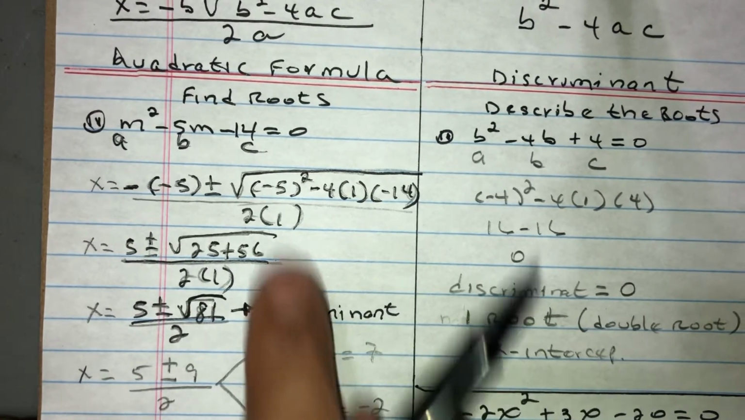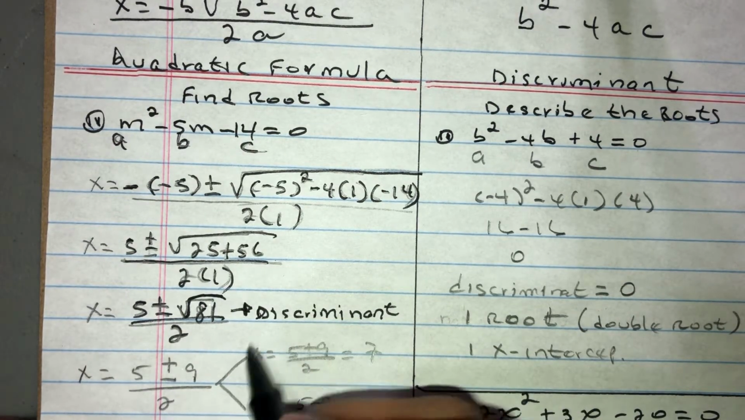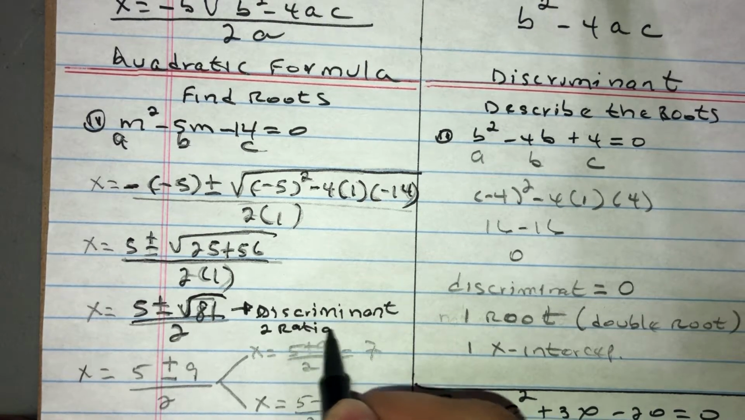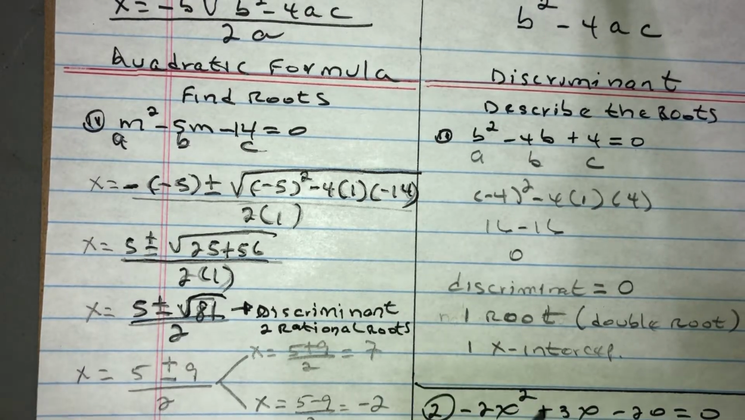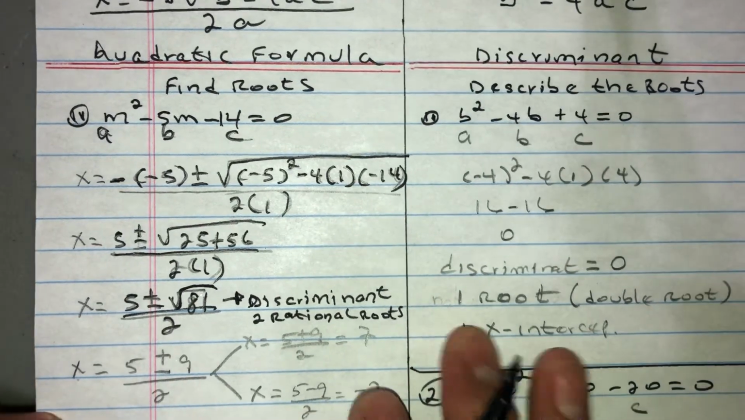But remember, I'm not looking for the discriminant in this problem. I'm solving for the roots, so I have to continue. Just for knowledge, that will be 2 rational roots. But then again, this is not what I'm looking for. I'm looking for the roots. So after that, I just separate my roots, all right?